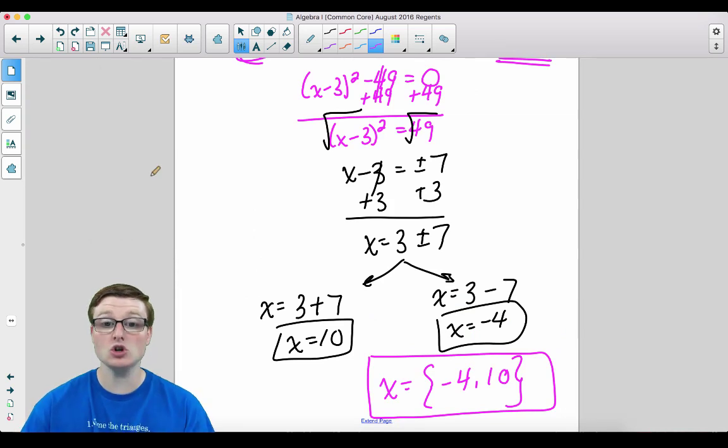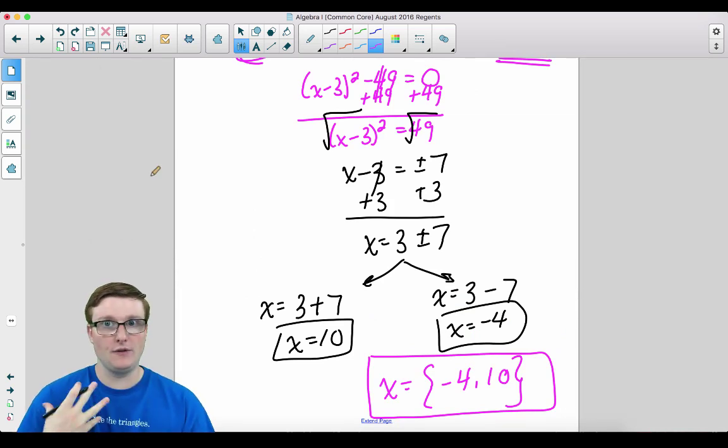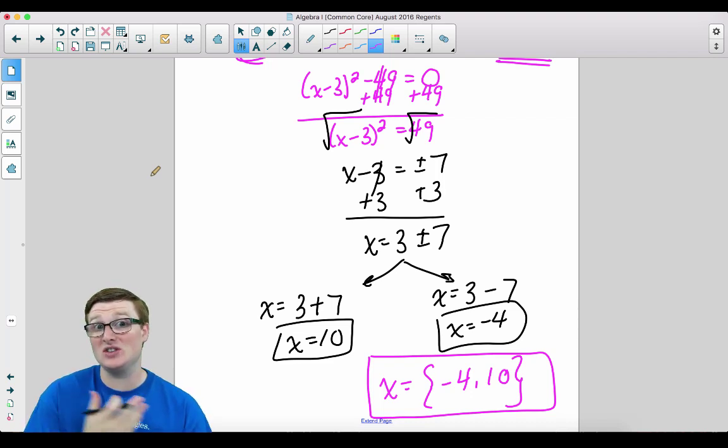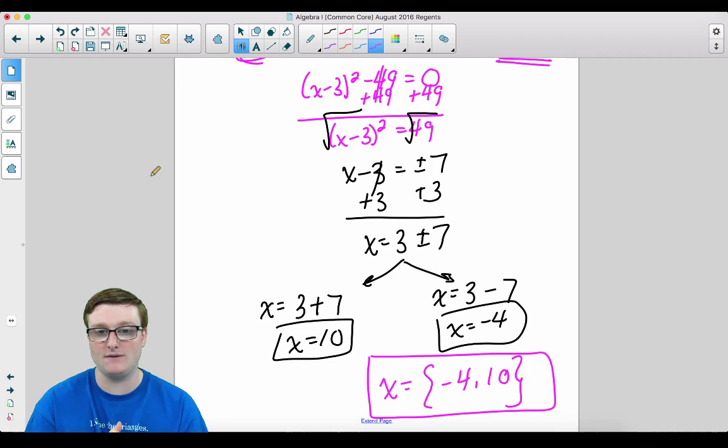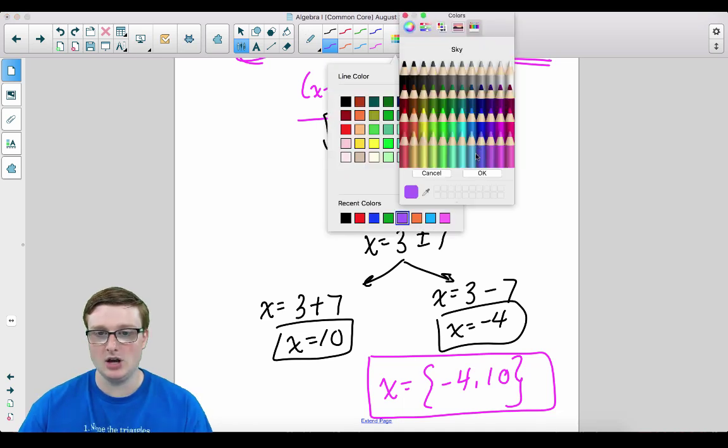Now, could you do the FOIL method? Of course you can, but I find that this way is a little bit easier than factoring it out and distributing and doing all that fun stuff. But do whatever way you want to do it. All right? So, let's move on. Here we go.